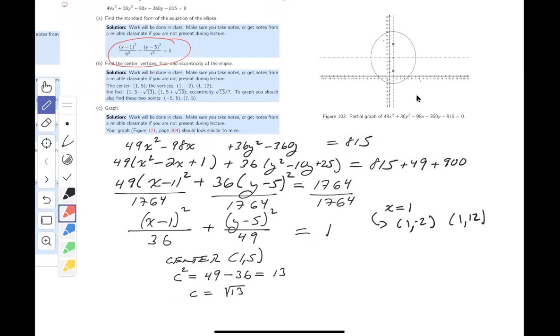All right, let me go to my graph, and I'll see if those points are there. So (1, -2), I'm seeing that right there, and (1, 12). I'm seeing that there. All right, super simple. Let's keep going. Let's go for other points.